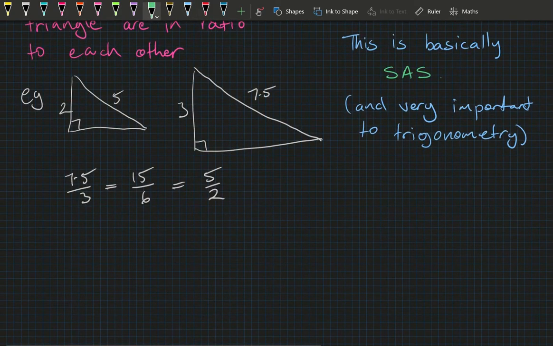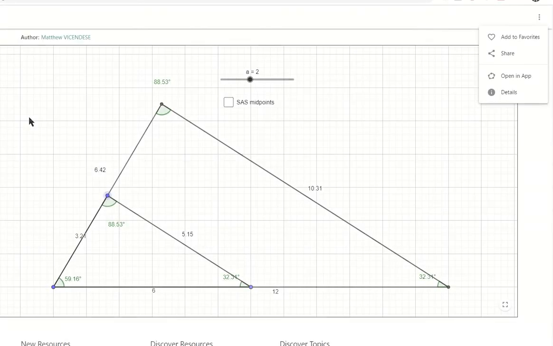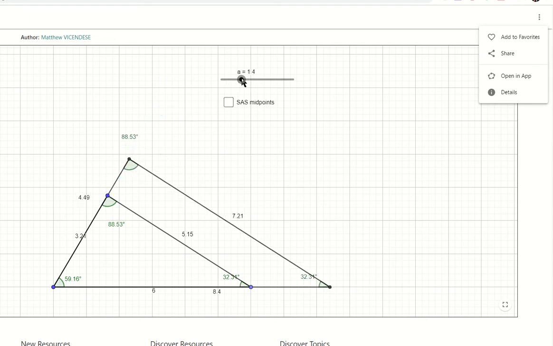Either way, let's check these out in GeoGebra by following this link. Just like the quadrilaterals in our last lesson, we can create a similar triangle as the one created by these points by just moving this slider here.